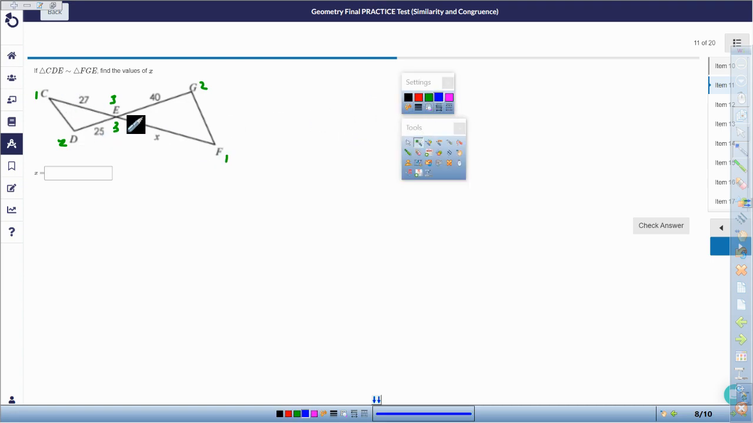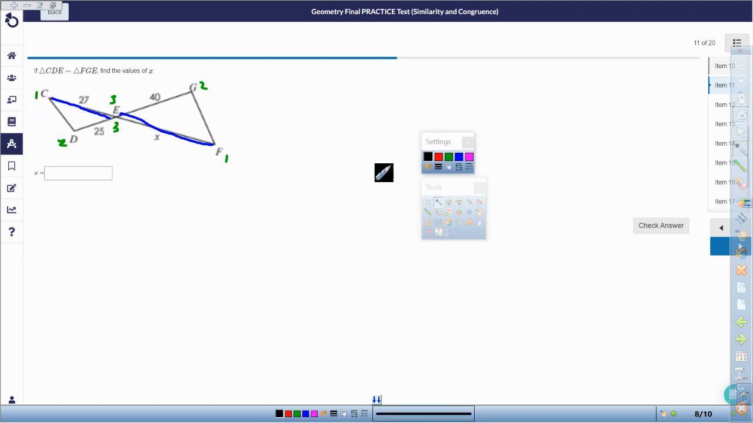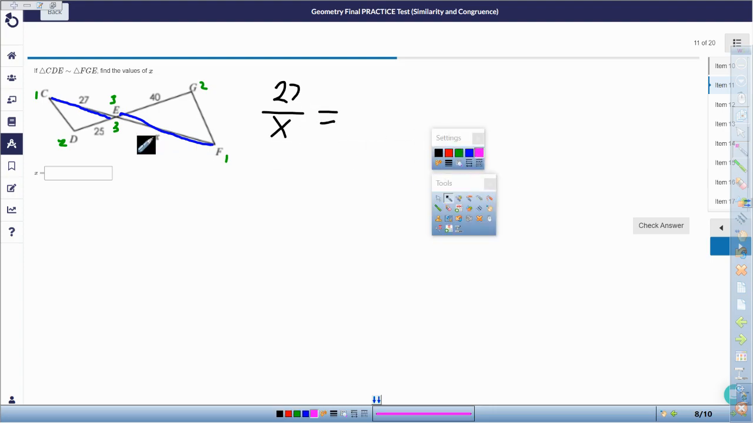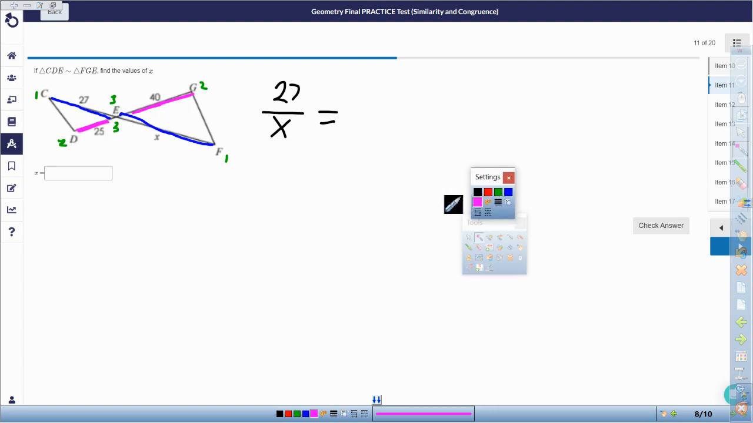Now we can set up our ratio. This side length between 1 and 3 corresponds to this one between 1 and 3. I'm going to do left over right when I make my ratio, 27/x. Setting that equal to the ratio of another pair of corresponding sides. This one between 2 and 3 corresponds to this one. I'm still doing left over right, 25/40.